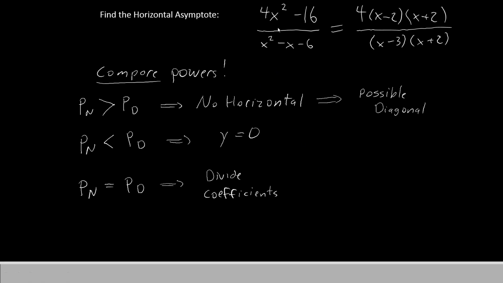In our case, we can see that the powers are exactly the same, x squared over x squared. So we'll just divide the coefficients. We've got 4 on the numerator, and looks like 1 on the denominator. So we'll say that our horizontal asymptote will be at y equals 4. And that's all there is to horizontal asymptotes.